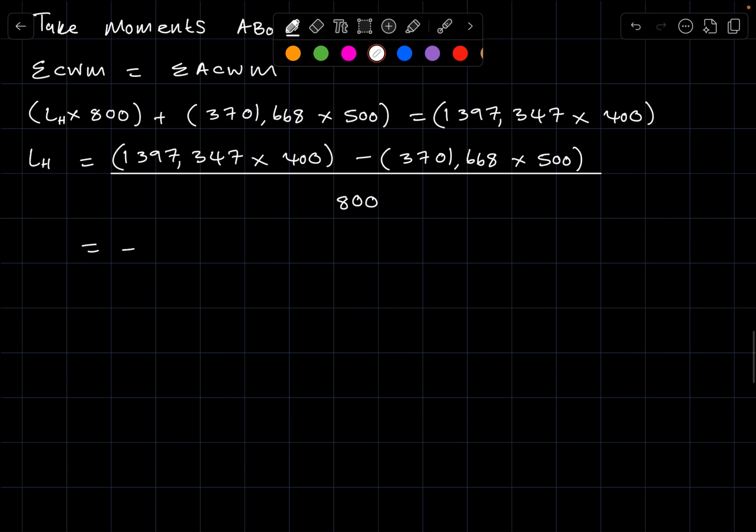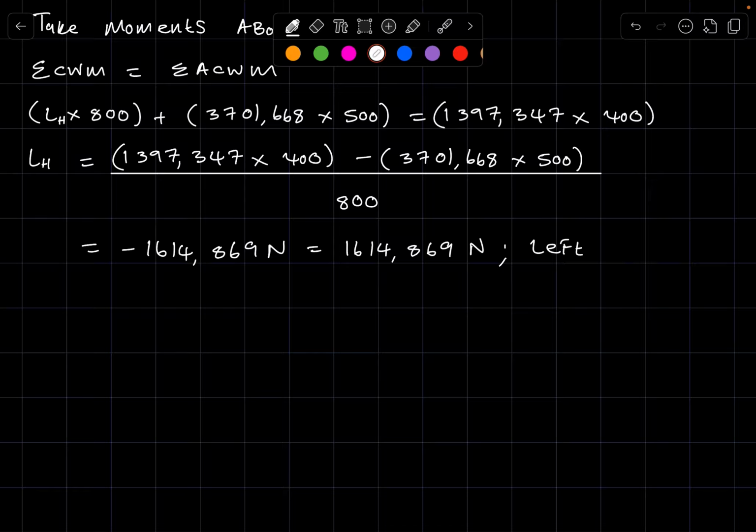Which means LH, if you punch this in your calculators, will be negative 1614,869 newtons. Now bear in mind that we are now looking at the horizontal plane. So negative forces, we take them as heading left. Positive forces, we take them as heading right. So this one in particular is negative, which means that actually LH is 1614,869 newtons heading left.